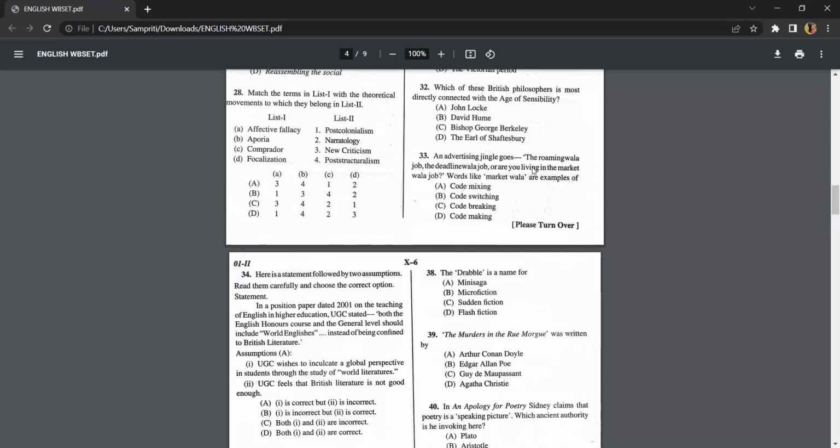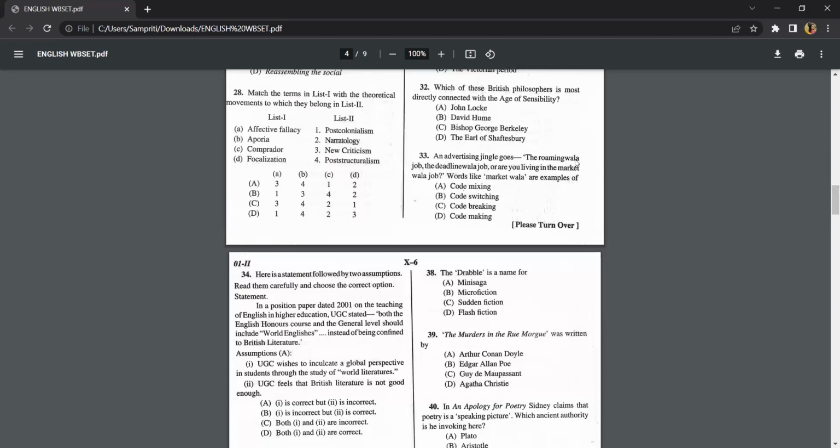33. An advertising jingle goes, roaming wala job, deadline wala job, or are you living in the market wala job? Market wala, roaming wala, Hindi and English are mixed. So it is code mixing, not code switching. Why not code switching? Because code switching is when you are using another language because the person you are talking to does not understand that language. Like you are saying, "আমি ওখান দিয়ে যাচ্ছিলাম, যেতে যেতে I met her." So while I was going there, I met her. Instead of saying that in Bengali and English, you are mixing them. So that is code switching.